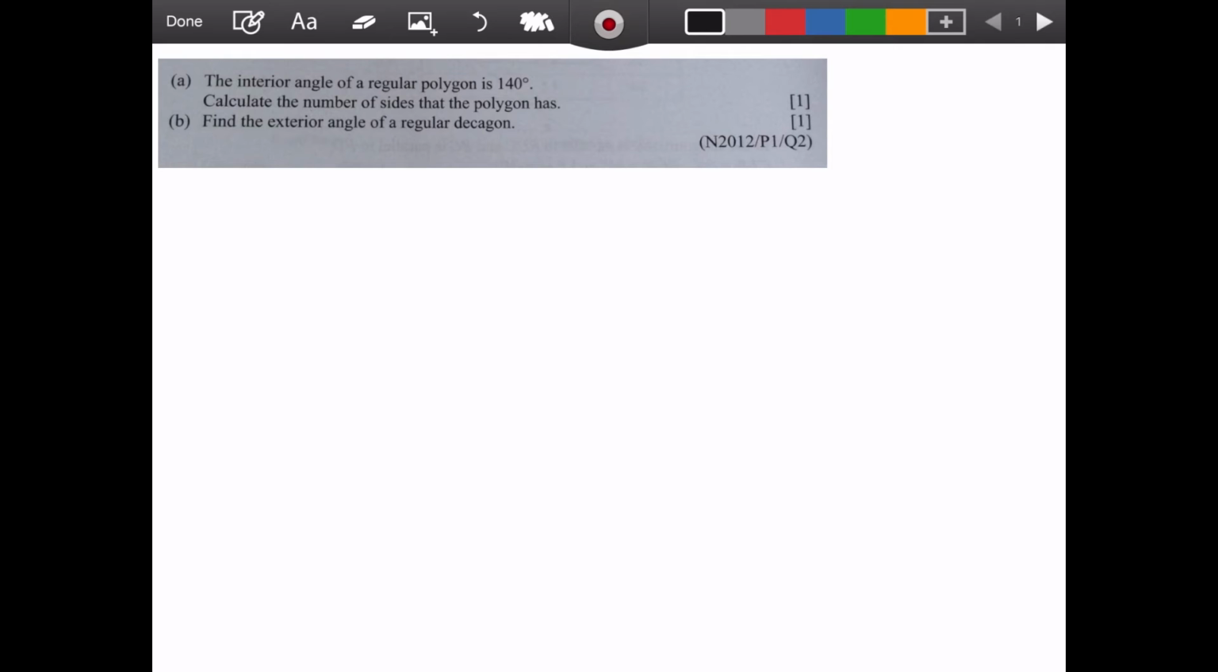Okay, let's solve this question from the year 2012, paper 1, question 2. The interior angle of a regular polygon is 140 degrees. Calculate the number of sides that the polygon has. Recall that the formula for an interior angle is (n minus 2) times 180 divided by n, which is equal to the interior angle, in this case 140 degrees.